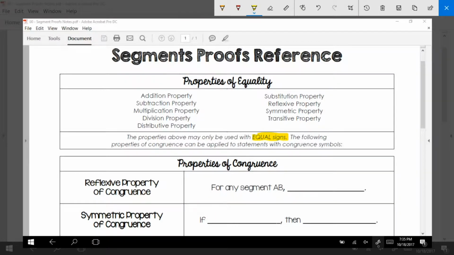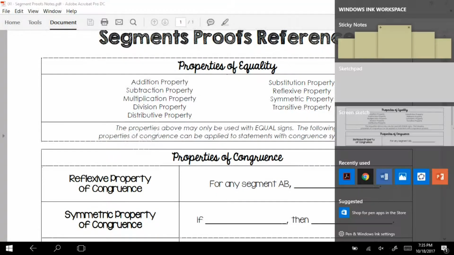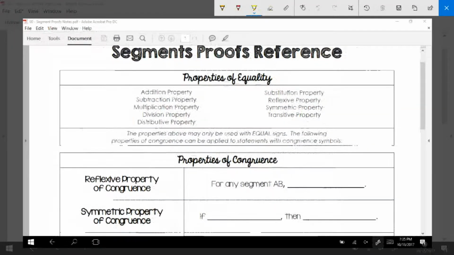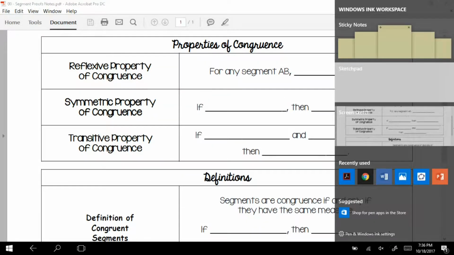So now we're going to be learning some new properties of congruence. Whoops, gotta get back on that screen sketch. We're going to be using properties of congruence, okay? That means you're going to be using these properties with the congruent sign, and that's different than the equal sign because the congruent sign has a little squiggly on top. Okay, so properties of congruence. Let's get into it.